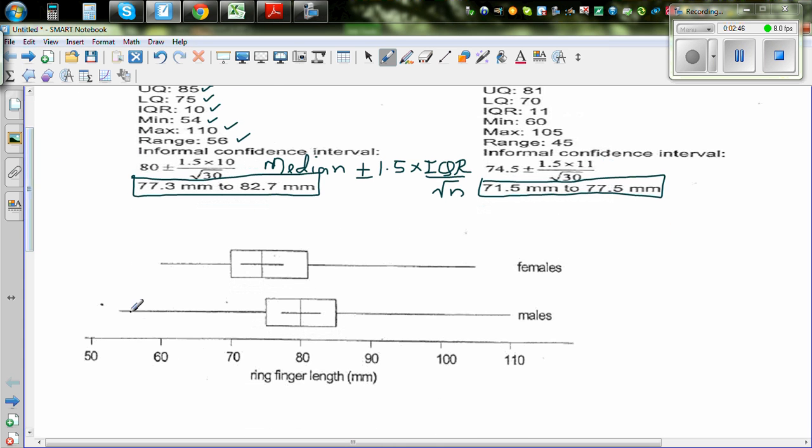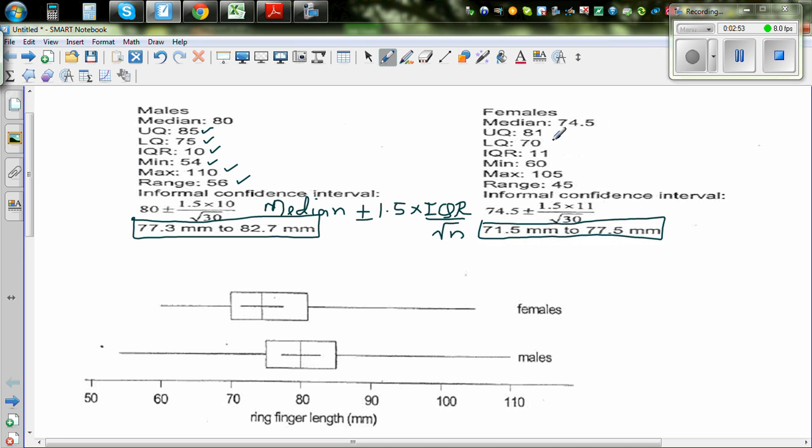Now, this is a scale from 50 to 110. Here you can see the lowest value, when you're comparing, is 60 for female. No, the lowest is 50. Let me change color. The lowest for ring finger length is 54. Okay, so this is the lowest for male and female. And the highest is 110. So you've drawn a scale from 50 to 110. So this is your lowest value. This is lower quartile, median, upper quartile, maximum.